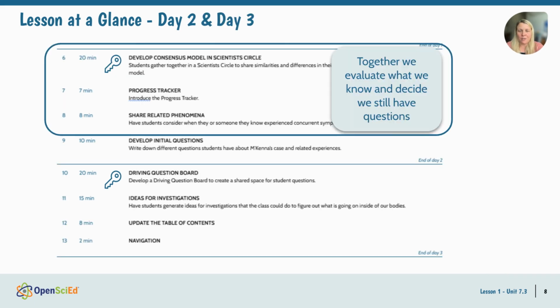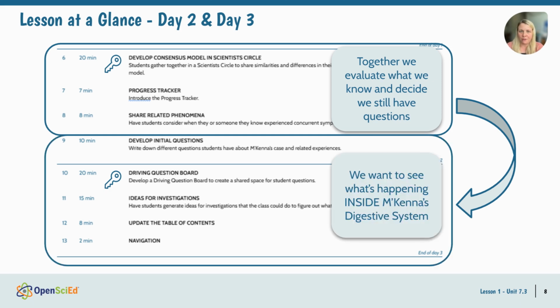The second chunk happens at day 2. This is where your students now take that independent thinking that they had from day 1 and work together as a whole group to gather their ideas and come to a consensus on what they know and what they still need to figure out. They decide they still have many questions that they want to answer.